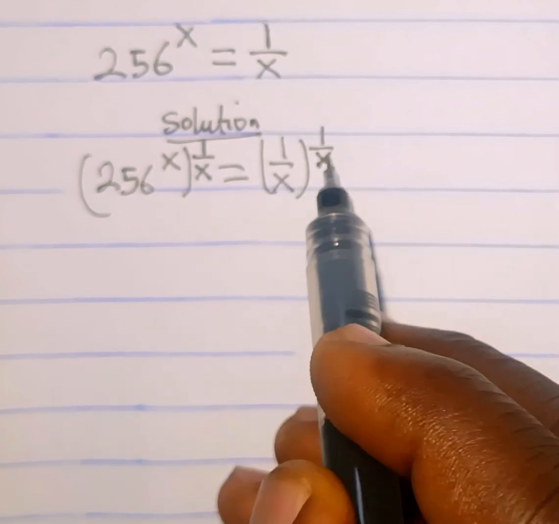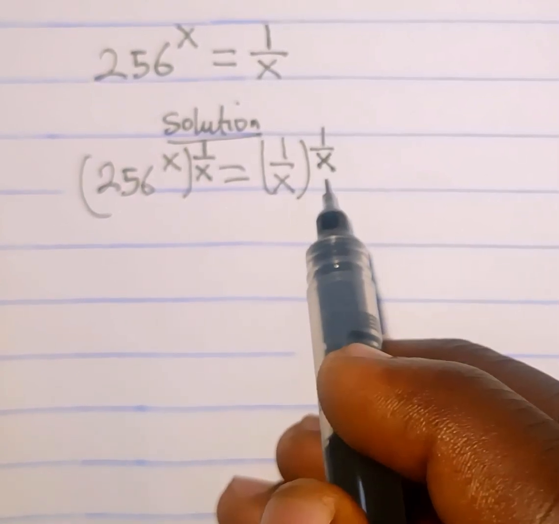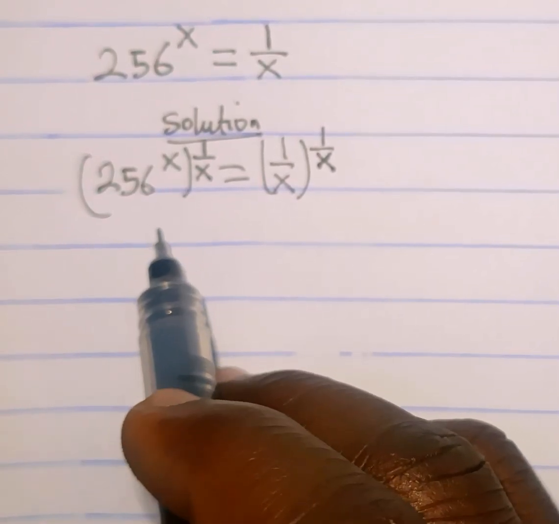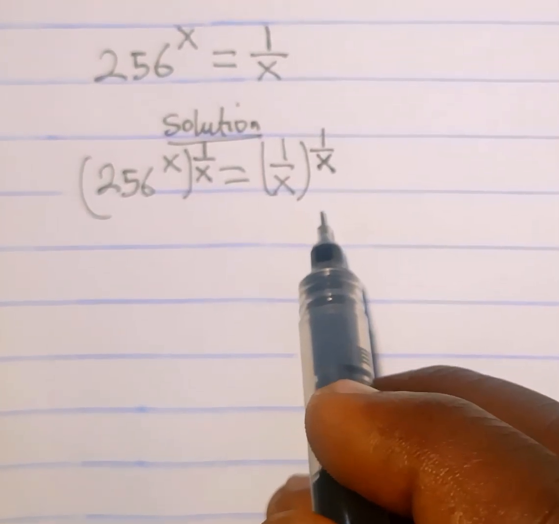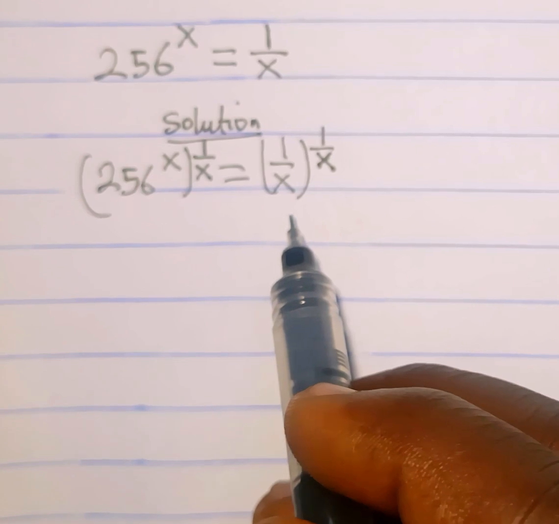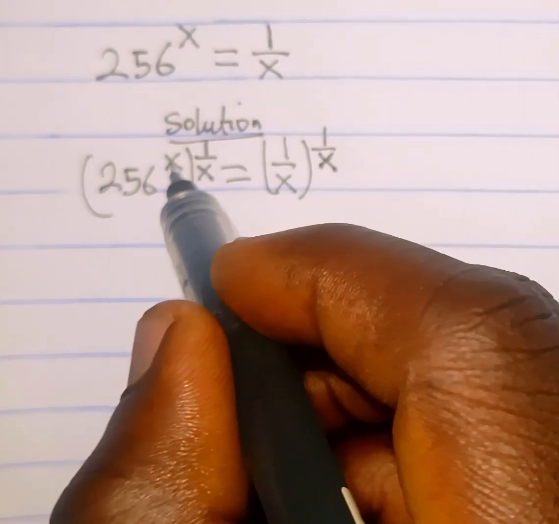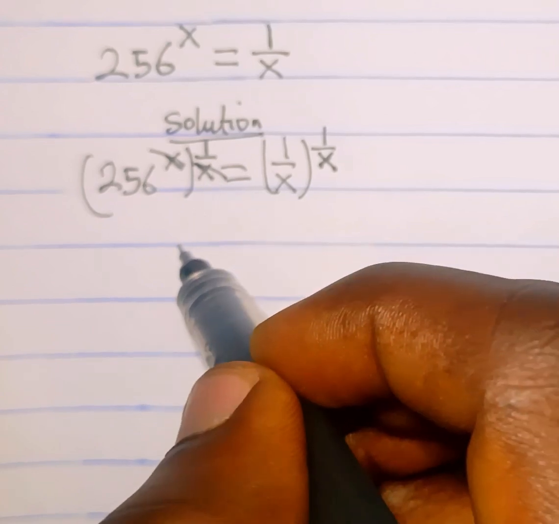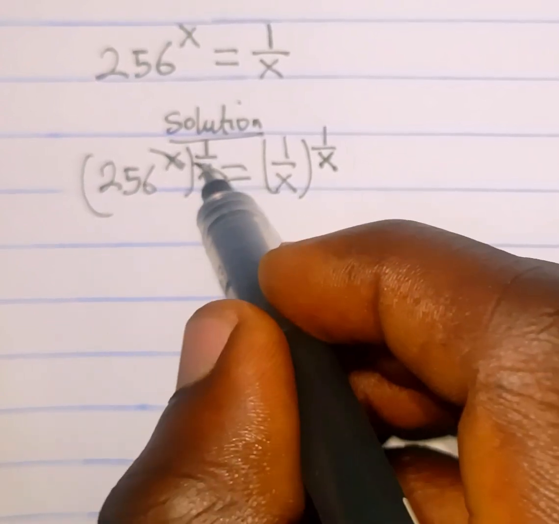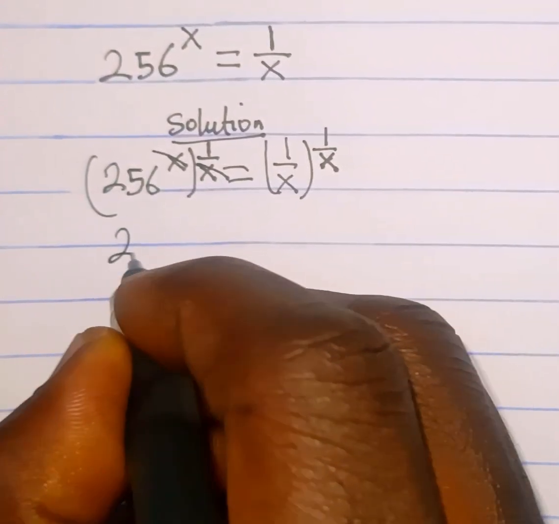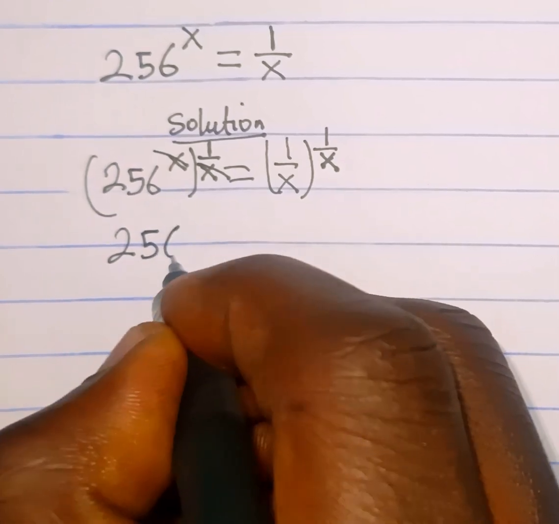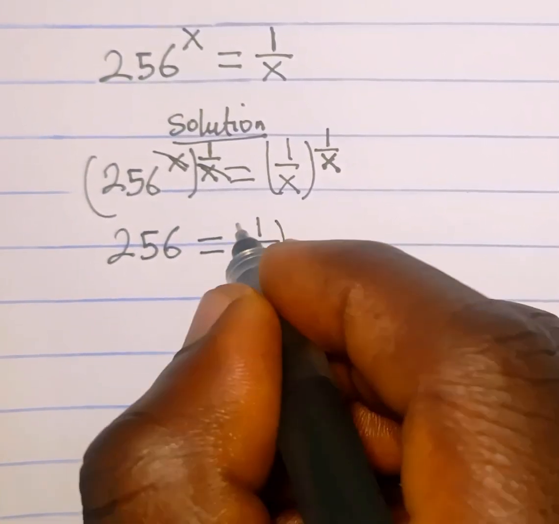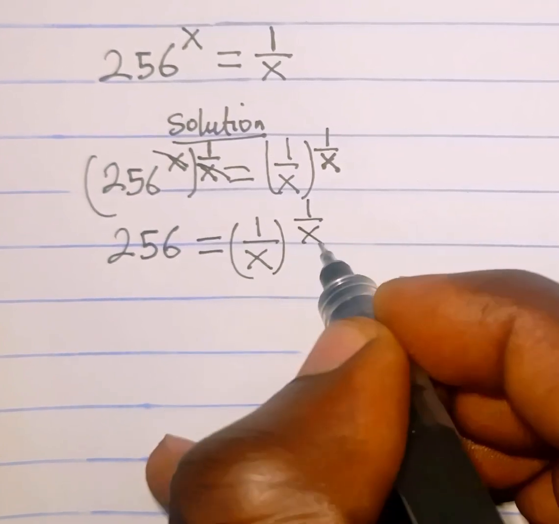The reason why we raise the right hand side to 1 over x is because in an equation, when you do anything to one side of the equation, you must also do the same thing to the second side so that the equation will be balanced. So therefore, x multiplied by 1 over x, this x is going to cancel this x, it will remain 1. Then 256 raised to the power of 1 is the same as 256, which is going to be equal to 1 over x raised to the power of 1 over x.